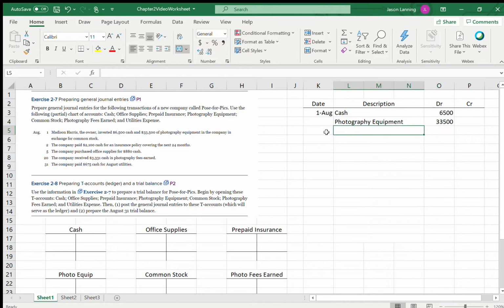Now, again, with accounting, we have to have debits and credits equal. It tells us here they did this in exchange for common stock, so our credit is going to be common stock for an amount of $40,000, because that's what we get when we add the 6,500 and the 33,500. And this is common stock on a credit because this is an increase to capital, and when we have an increased capital, we credit. So that's the first one.